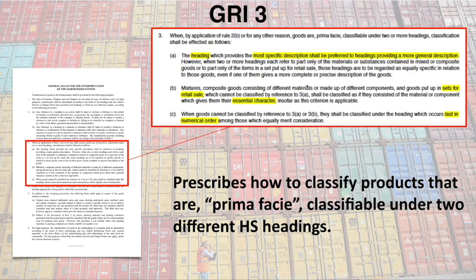The second method or principle is proposed by letter B. This method deals with mixed or composite goods consisting of an assembly of different articles, and goods put up in sets. By application of this rule, goods are classified in the heading applicable to the material or component which gives them the essential character. The third and last principle is indicated in letter C.